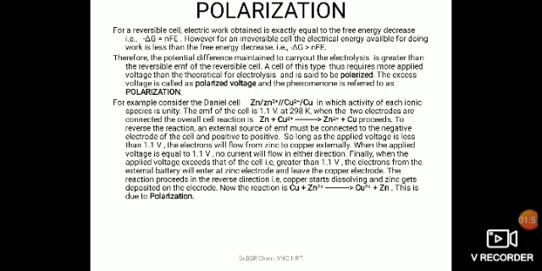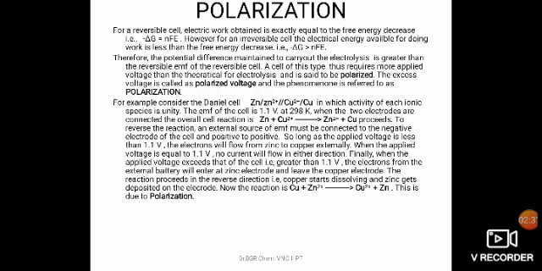When the two electrodes are connected, the overall cell reaction, Zn plus Cu2+ (aq) giving Zn2+ (aq) plus Cu, proceeds. To reverse this reaction, an external source of EMF must be connected, negative to the negative electrode of the cell and positive to positive. So long as the applied voltage is less than 1.1 volts, the electrons will flow from zinc to copper externally. When the applied voltage is equal to 1.1 volts, no current will flow in either direction.